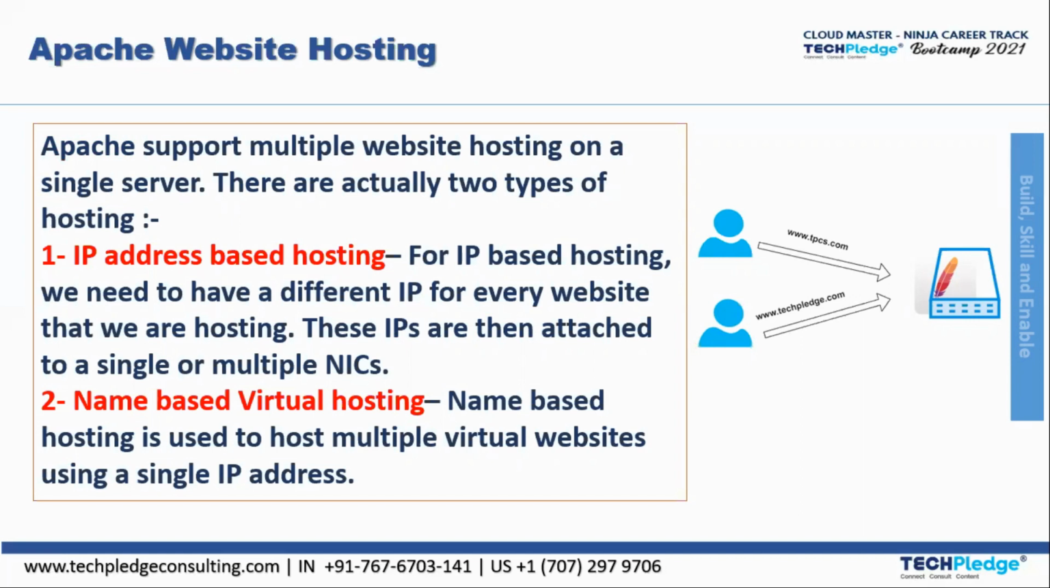For IP address based hosting, we need to have a different IP for every website that we are hosting, and the IPs are then attached to a single or multiple NICs. So this is how it works. The IPs are to be different for every website, and then they are attached to a single or multiple NIC cards. Name-based virtual hosting uses a single IP address to host multiple virtual websites. Name-based is with a single IP, and IP-based is with different IPs for every website.